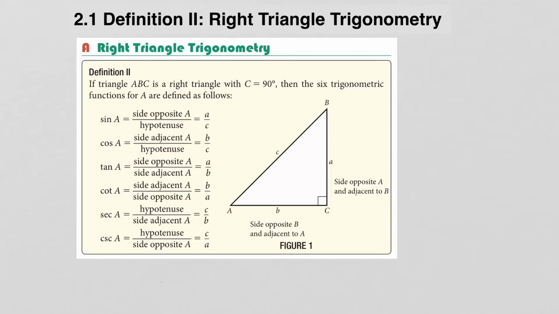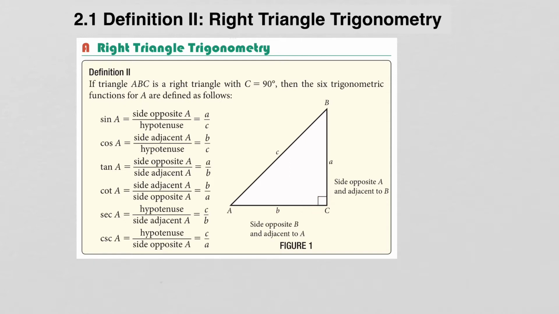In section 2.1, we look at our second definition of the 6 trigonometric functions. And this definition is called right triangle trigonometry. Let's first review our right triangle here. So when you have a right triangle, what that means is that we have a 90-degree angle as one of the angles. And that's indicated by this little square here.